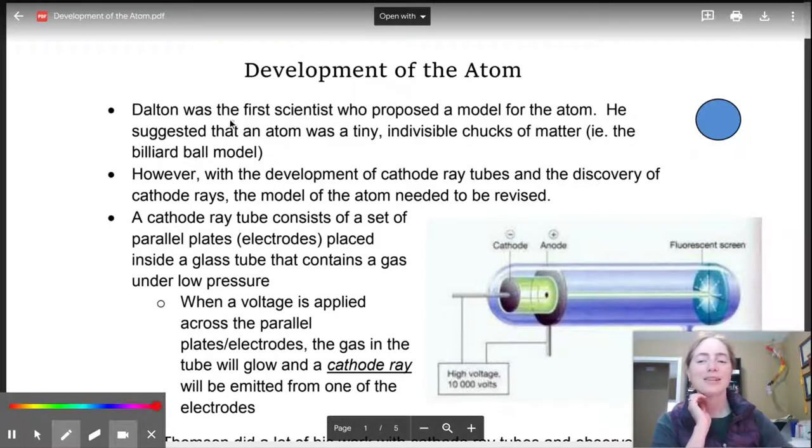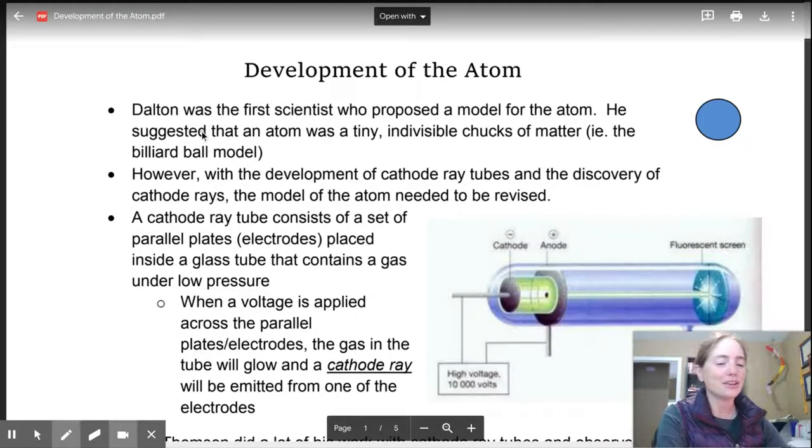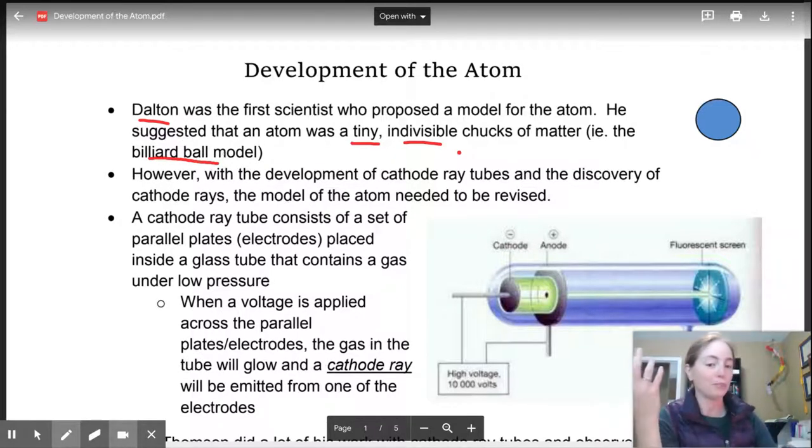As I'm sure you remember, Dalton was the first scientist who proposed a model for the atom. He suggested that the atom is tiny and indivisible, like an indivisible chunk of matter. Imagine a pool ball. You can't break down a pool ball into anything smaller other than broken bits. So that was the very first suggestion of the atom.